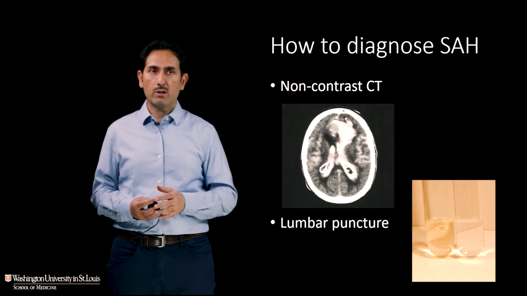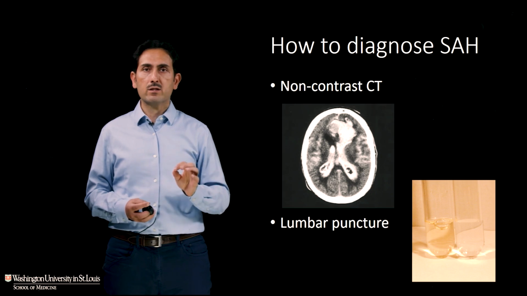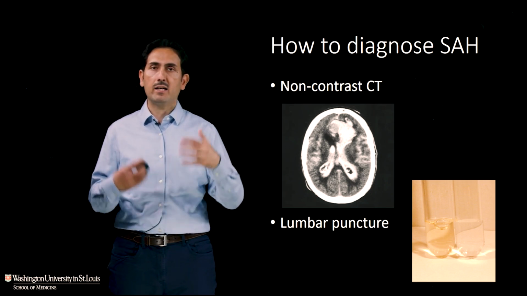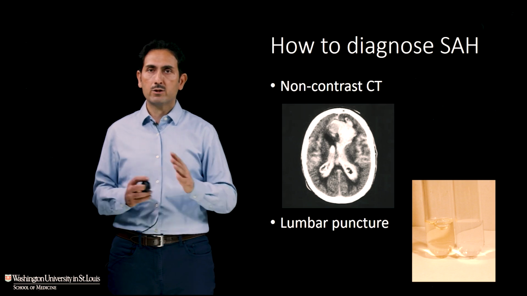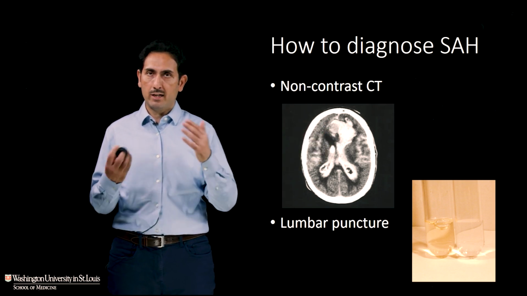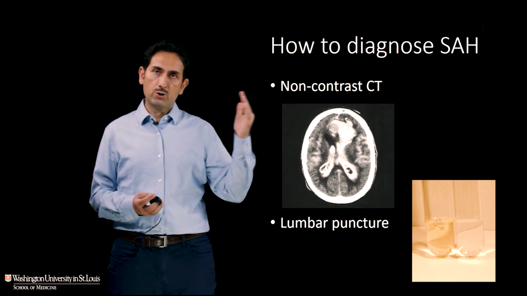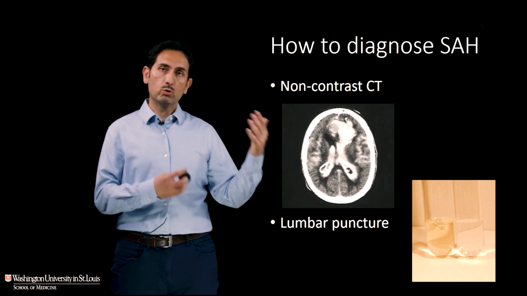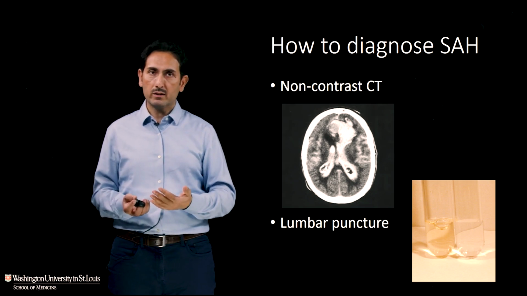So how do we diagnose subarachnoid hemorrhage? Well, if someone presents within 6 hours, relatively acutely after the onset of headache or loss of consciousness, a non-contrast CT, as shown here, can have a very high sensitivity, 95% or greater, to show bleeding inside the brain, and can diagnose or rule out the presence of brain bleeding.